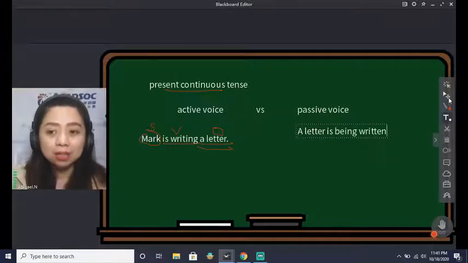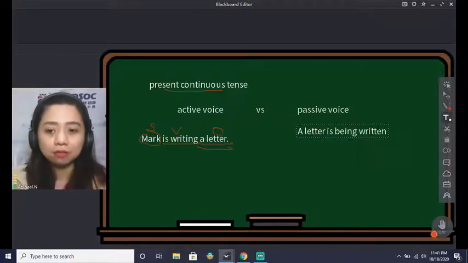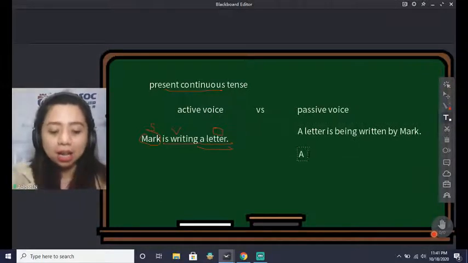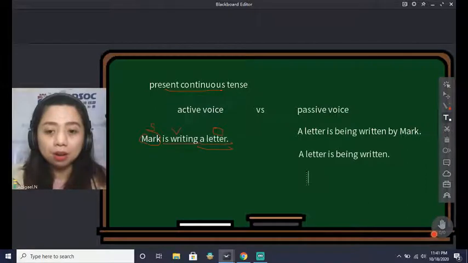So written, we can say wrote. Okay, so this is not past simple. We're going to use the past participle of the verb. The letter is being written by Mark. Or you can say a letter is being written. So either of these two are correct, whether the first one or the second one. So again, this part is optional.